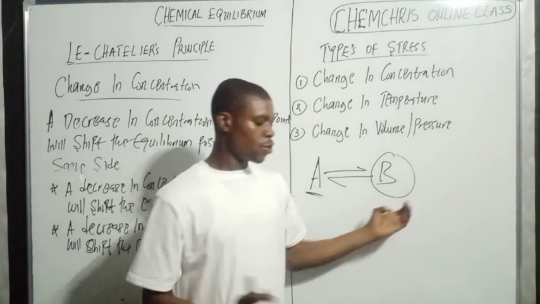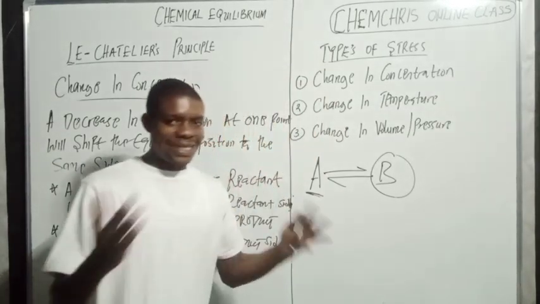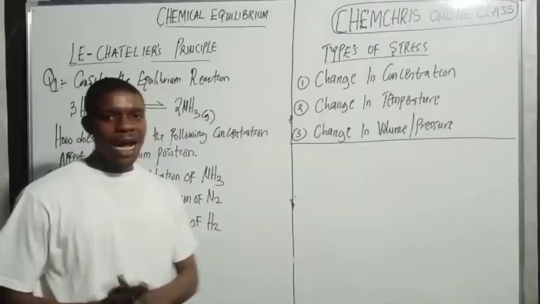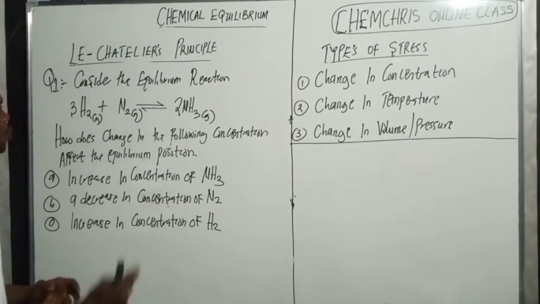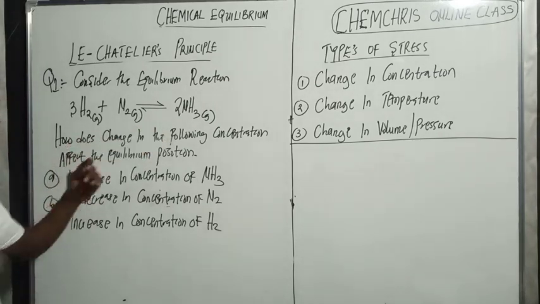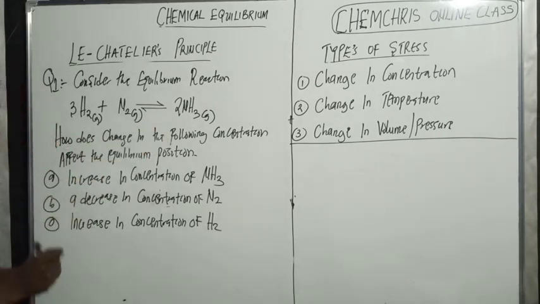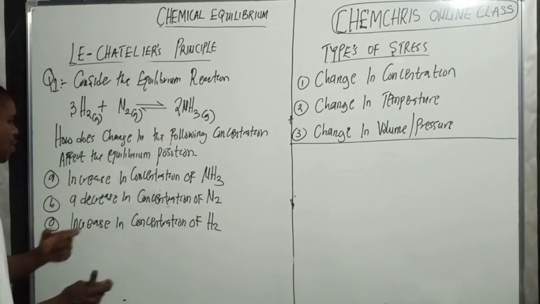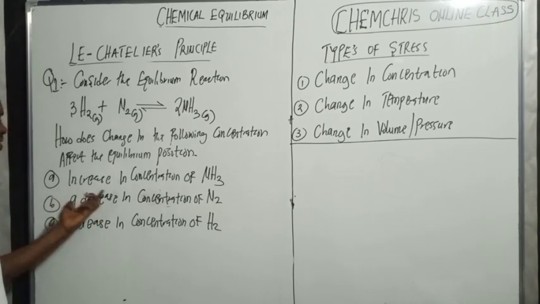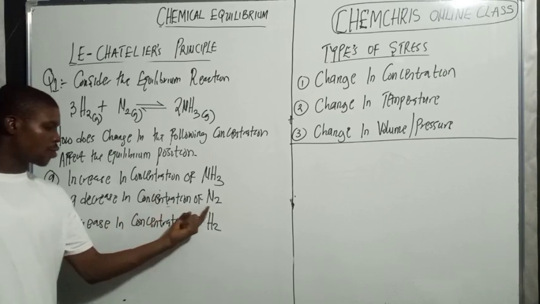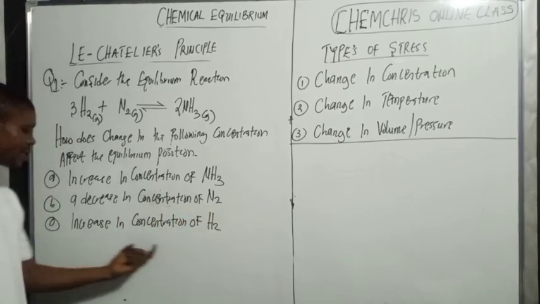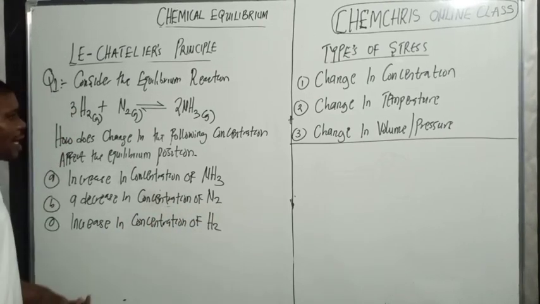Do you understand? So let's look at an example. Let's look at this first question that will explain the concept for you very well. Consider the equilibrium reaction, the Haber process. How does a change in the following concentrations affect the equilibrium position? There's an increase in concentration of NH3. Now here we have a decrease in concentration of N2, and an increase in concentration of H2. So let's get into it.